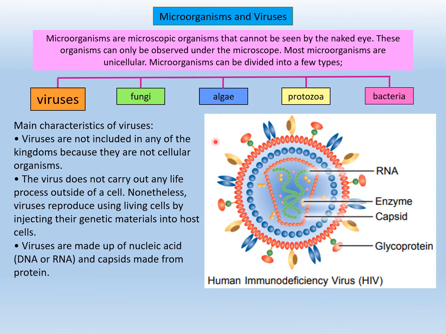Viruses. Main characteristics of viruses. Viruses are not included in any of the kingdoms because they are not cellular organisms. The virus does not carry out any life process outside of the cell. Nonetheless, viruses reproduce using living cells by injecting their genetic material into host cells. Viruses are made up of nucleic acids, DNA or RNA, and a capsid made from proteins.